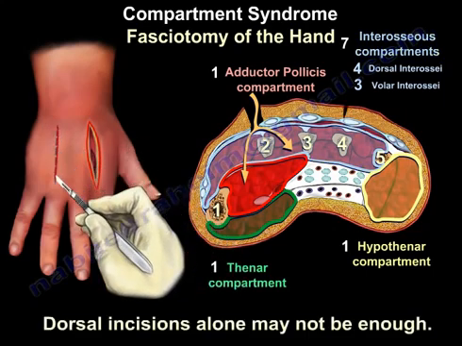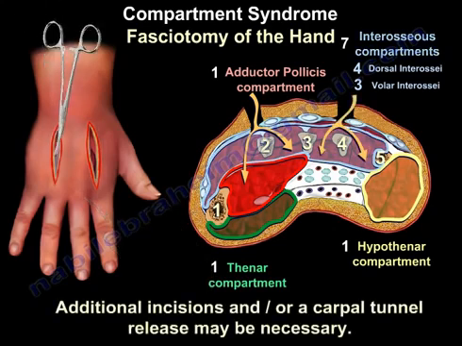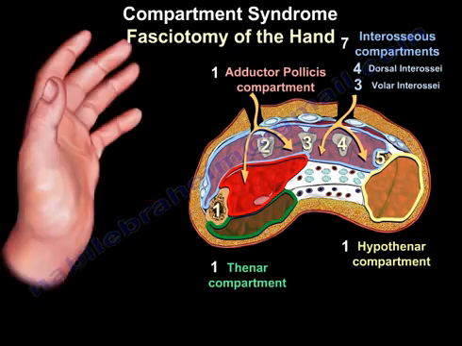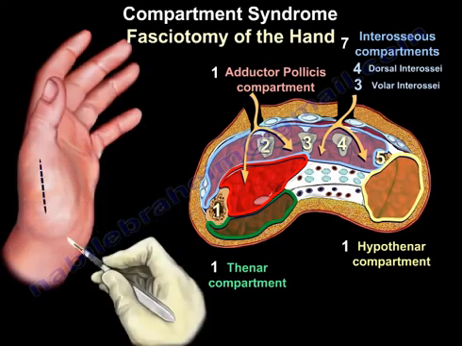Dorsal incisions alone may not be enough. Additional incisions and/or a carpal tunnel release may be necessary. An incision may be necessary to release the thenar compartment. The incision is made along the radial aspect of the first metacarpal in order to release the thenar compartment.